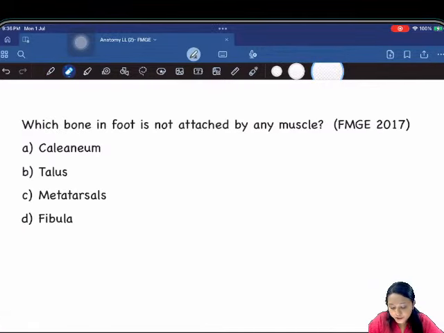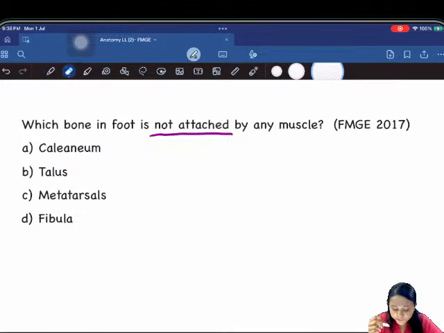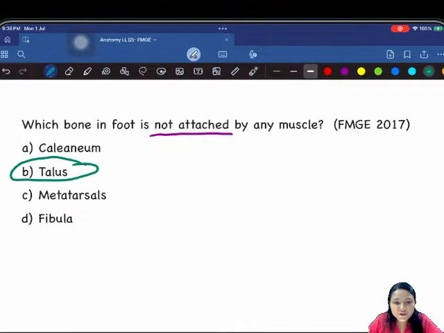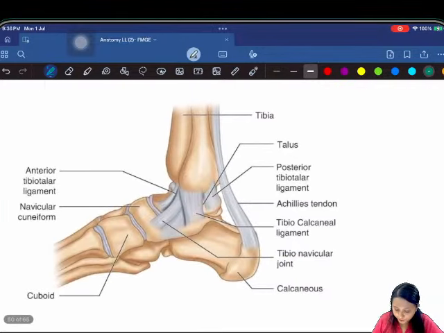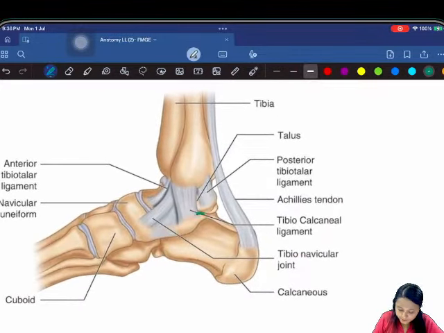Which bone in the foot is not attached by any muscle? You have the calcaneum, talus, metatarsals, and fibula. So which of these is the correct answer? The answer will be talus. Talus has all the ligamentous attachments, but it doesn't have any muscular attachment. So you can see this bone here. This bone is the talus.